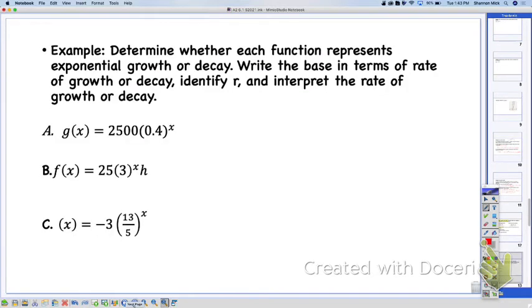I gotta catch up. Okay, determine whether each function represents growth or decay. Write the base in terms of a growth or decay inequality. Identify R and interpret the rate of growth or decay. There's a lot of words there, and you have like 3 problems. Just do them how we do this. Got it? Yes.